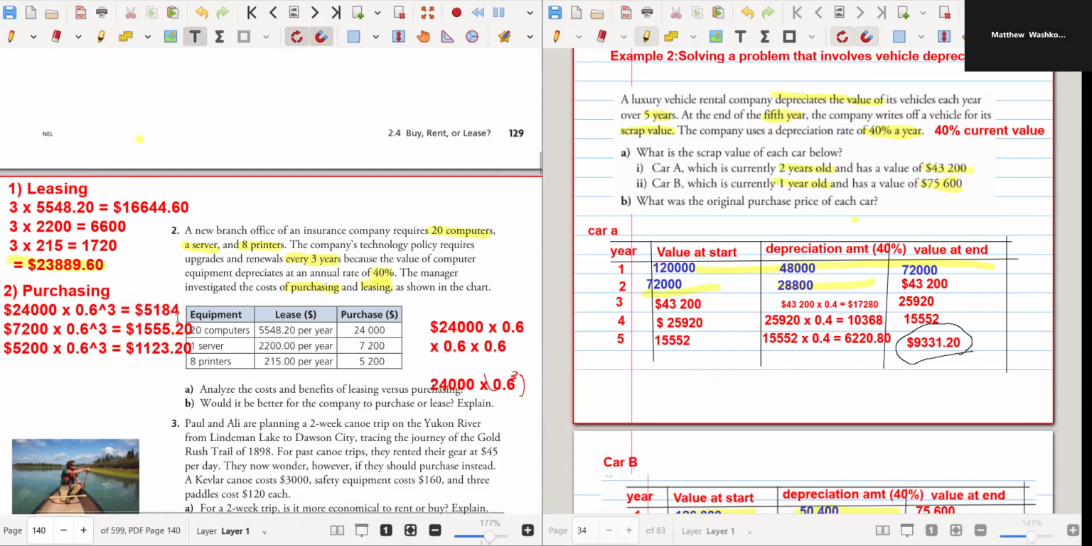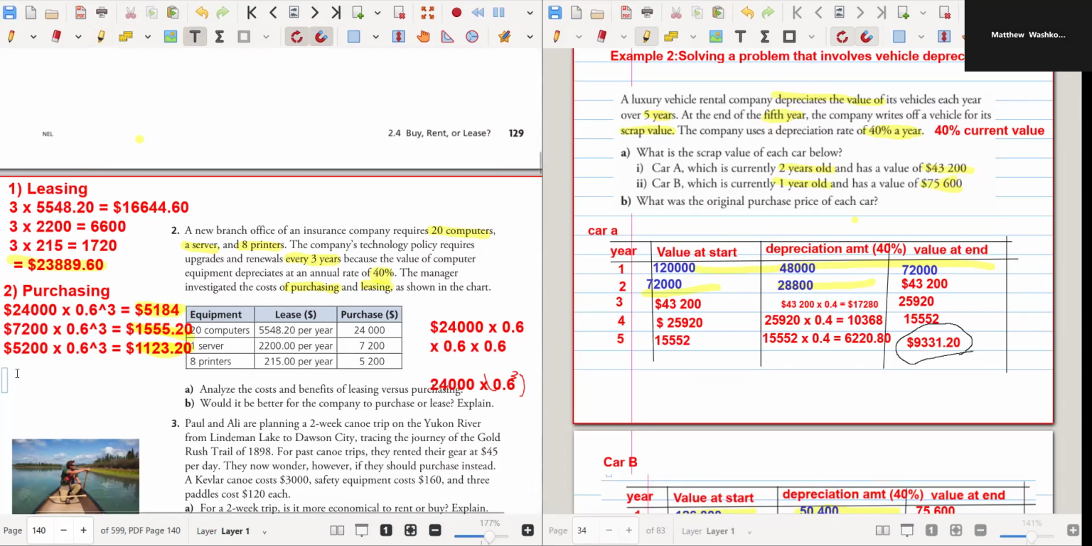Now before I add this up, let's think about this. This is how much these are worth, right? But remember, I need to get rid of these now. I can sell these for a small profit. So the cost of purchasing these computers was not actually 24,000, it was about 19,000, right?